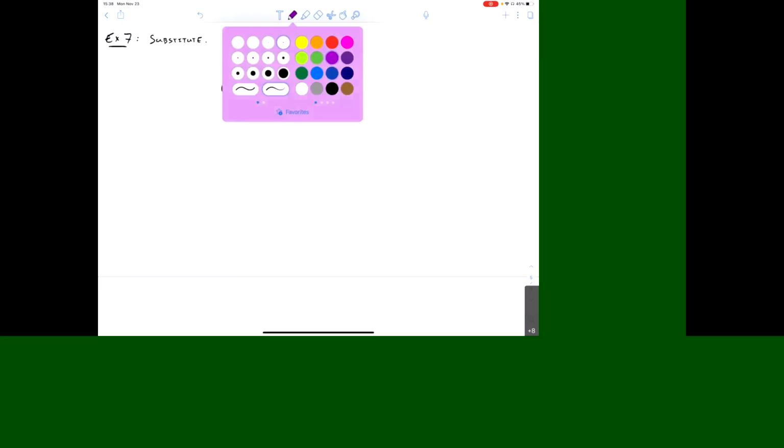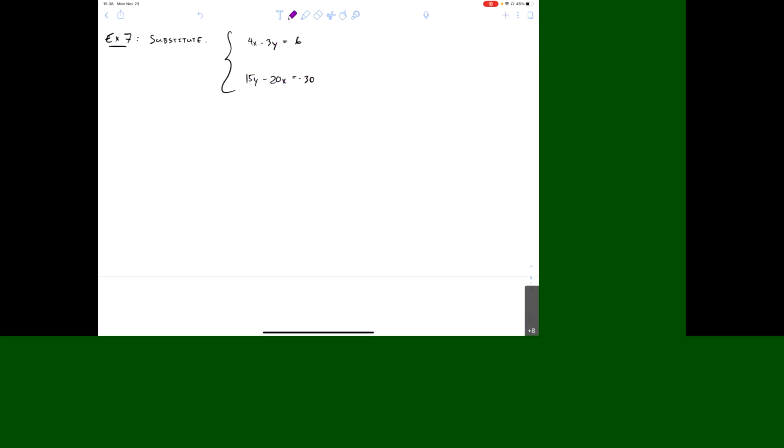So I think the easier one to work with is obviously the one with the smaller numbers. So you subtract 4x on both sides. That gives you negative 3y equals negative 4x plus 6, but then you have to divide everyone by a negative 3. And that implies that y is now equal to 4/3 x minus 2.